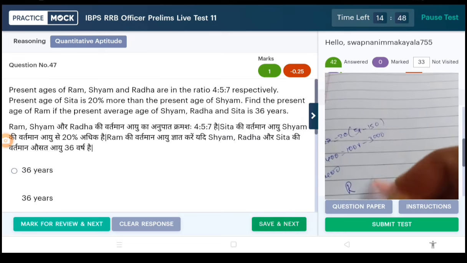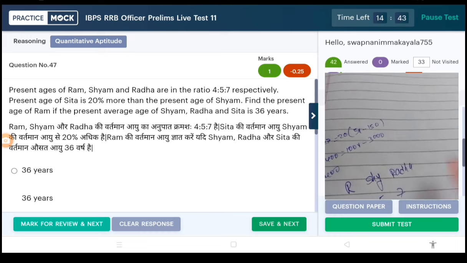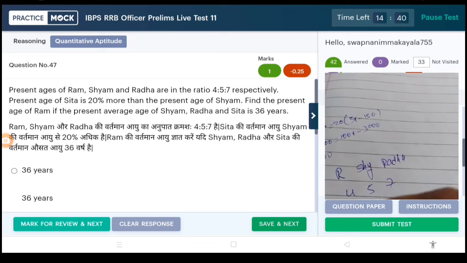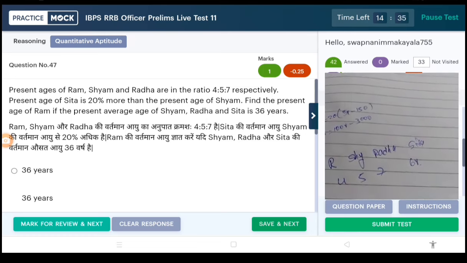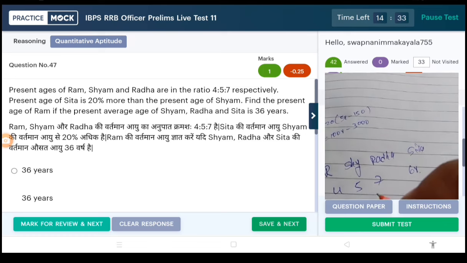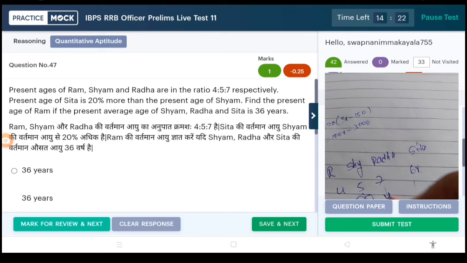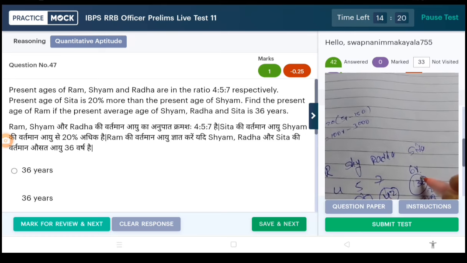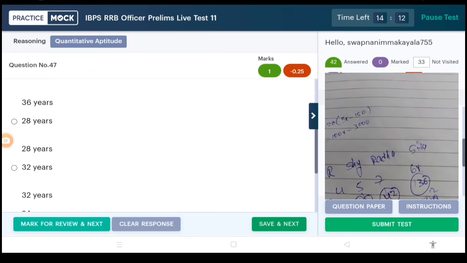Present ages of Ram, Shyam and Radha, 4, 5, 7. Present age of Sita is Shyam, Sita is 6, 6. Find the present average age of Shyam, Radha and Sita, 18, 6 years.